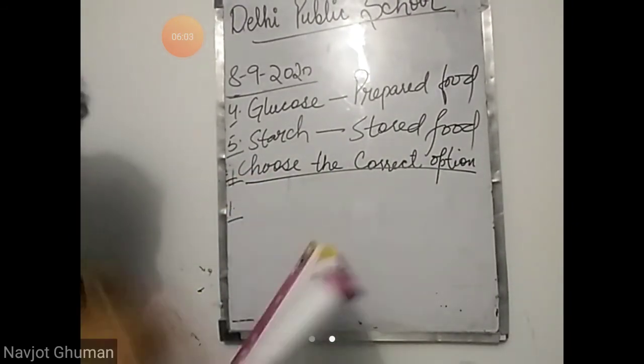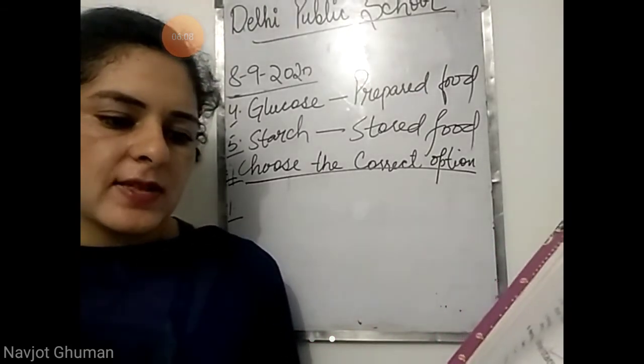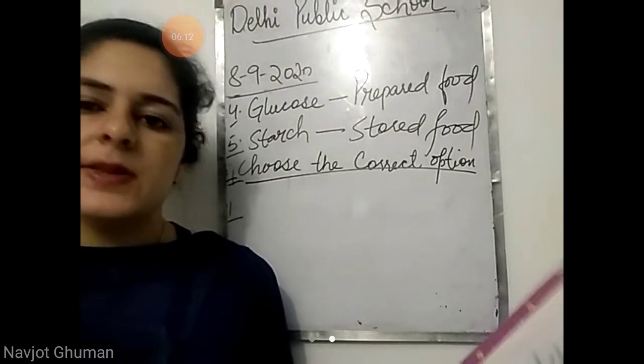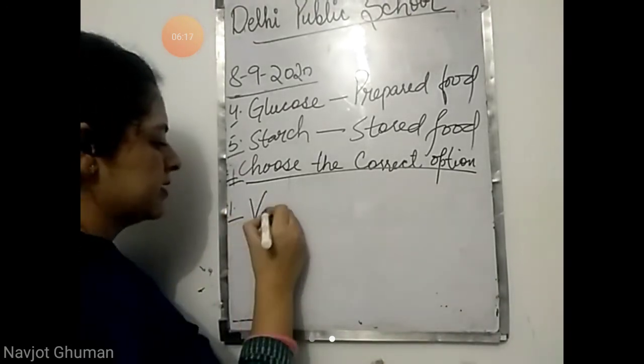First question, which of these help to transport substances within the leaf? We know that veins help in the transportation of food within the leaf. Veins.